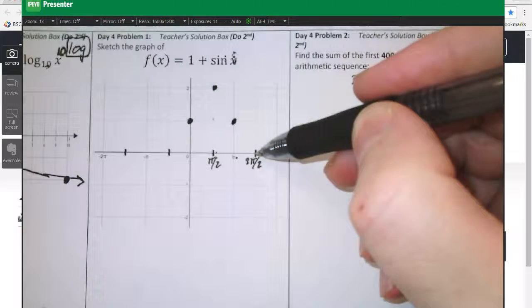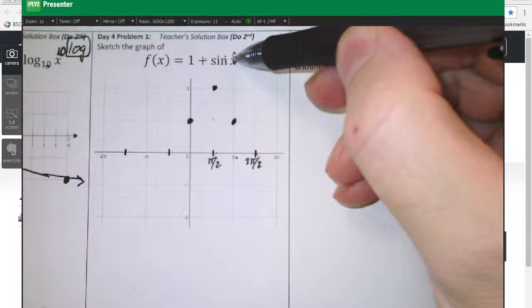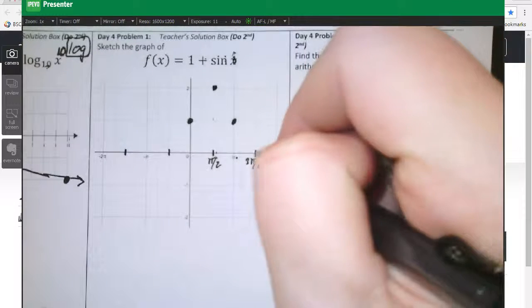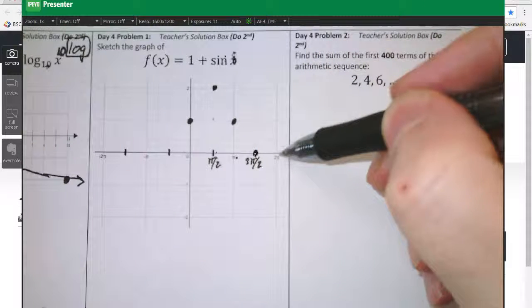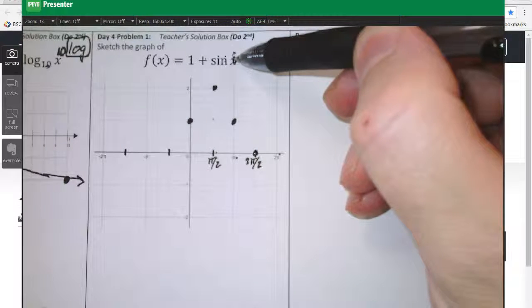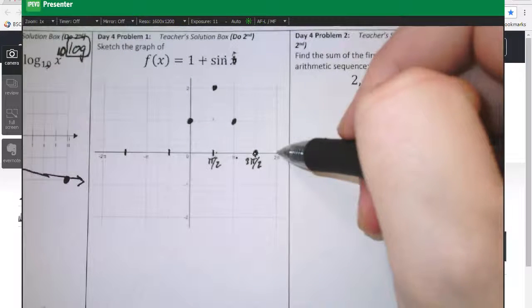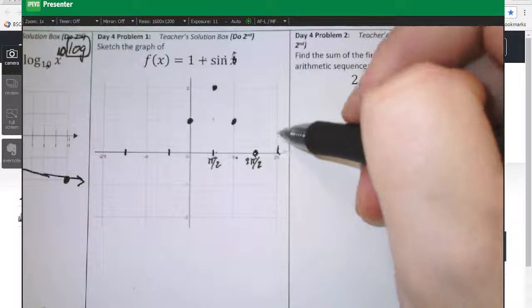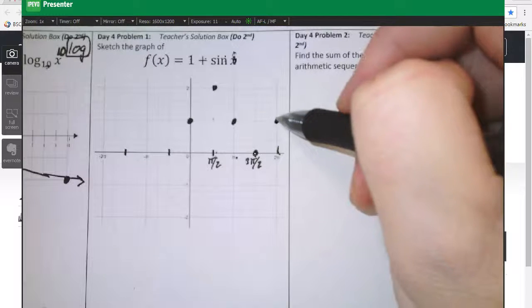Now let's put in 3 pi over 2. The sine of 3 pi over 2 is negative 1. And negative 1 plus 1 is equal to 0. And last, let's put in 2 pi. The sine of 2 pi is equal to 0. And 0 plus 1 is 1. So when x is 2 pi, the value of y is back here to 1.